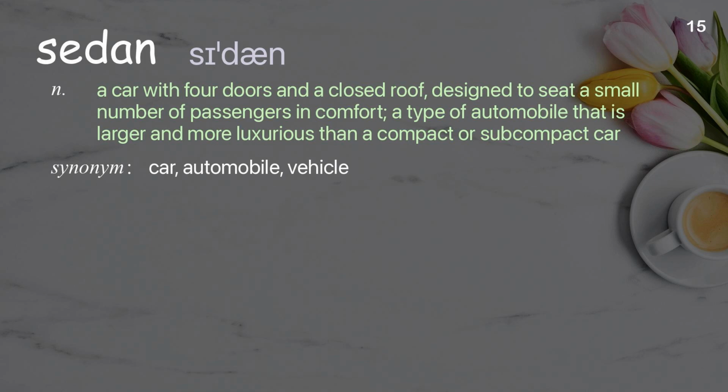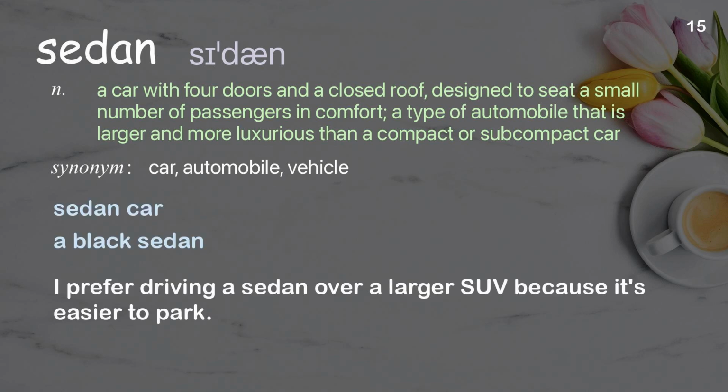Sedan. A car with 4 doors and a closed roof, designed to seat a small number of passengers in comfort. A type of automobile that is larger and more luxurious than a compact or subcompact car. Examples: Sedan car. A black sedan. I prefer driving a sedan over a larger SUV because it's easier to park.